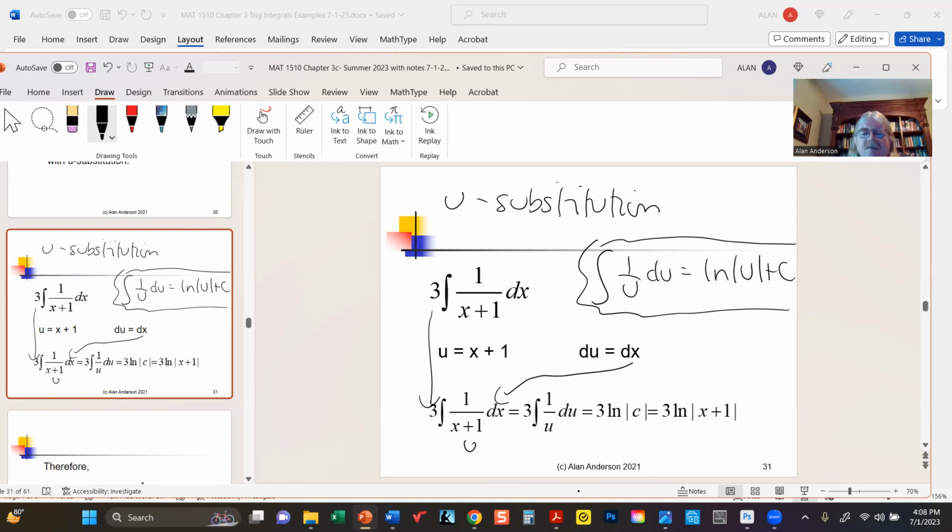Oh, that's a typo. This should have been u. Okay, and then it's equal to 3 log x plus 1. Now, we're combining this with the other terms, so we don't need to worry about the constant just yet. All right. And just make a little note to myself to fix that typo. Okay.